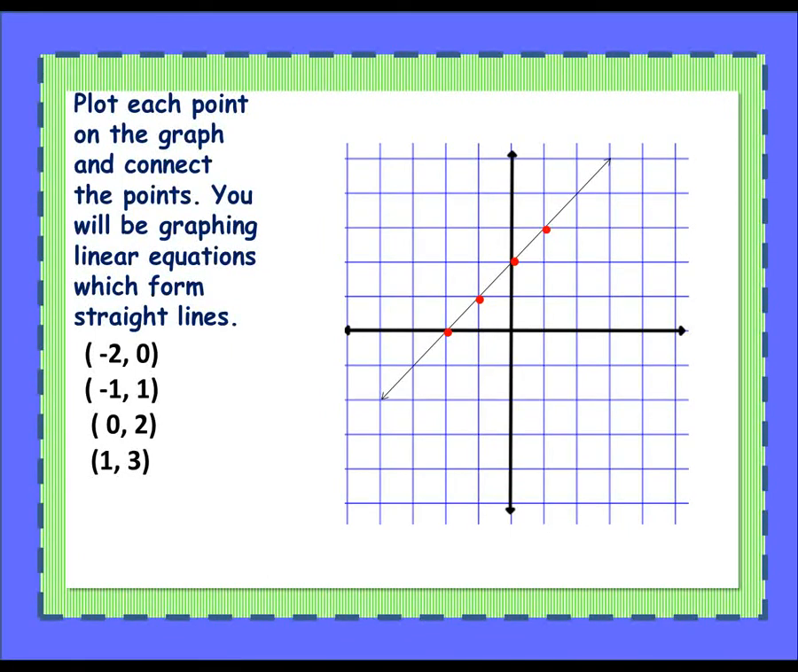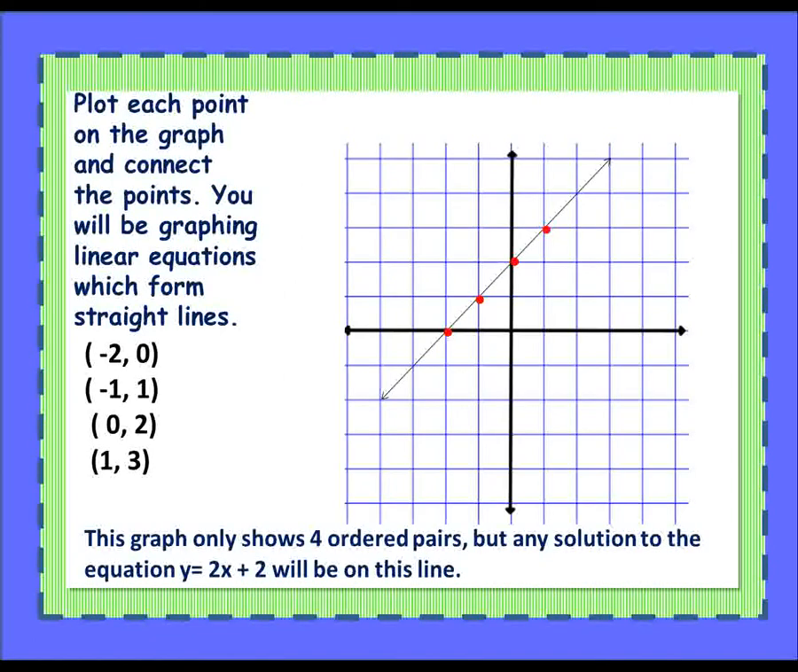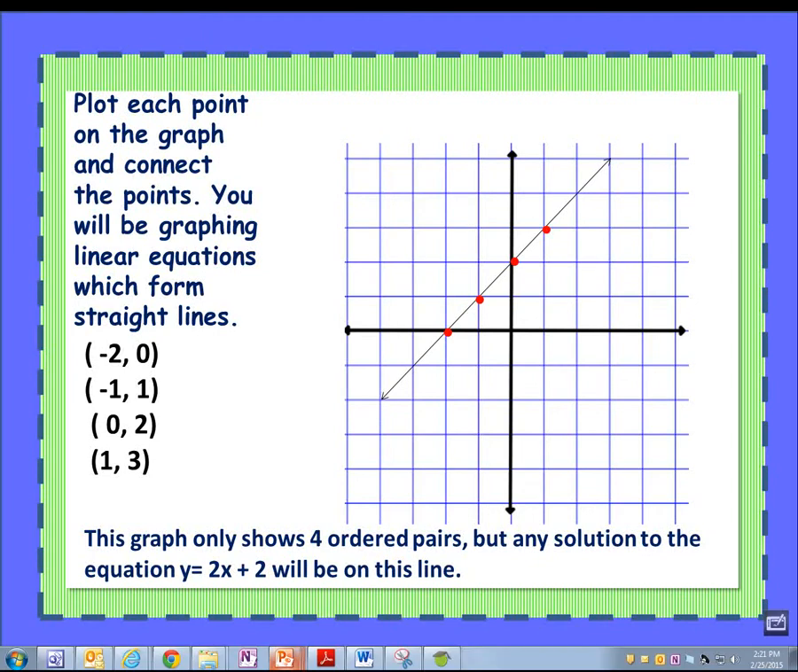So there's the line. It's tiny, whatever. This graph only shows 4 ordered pairs, but any solution of the equation y equals 2x plus 2 is on this line. So you could put any value in for x. I repeat, you could put any value in for x. It could be as high a number as you want, as low a number as you want, or the tiniest decimal you could imagine, and it will land on this line, or as you would say with your St. Louis accent, on this line. It will be somewhere on this line.